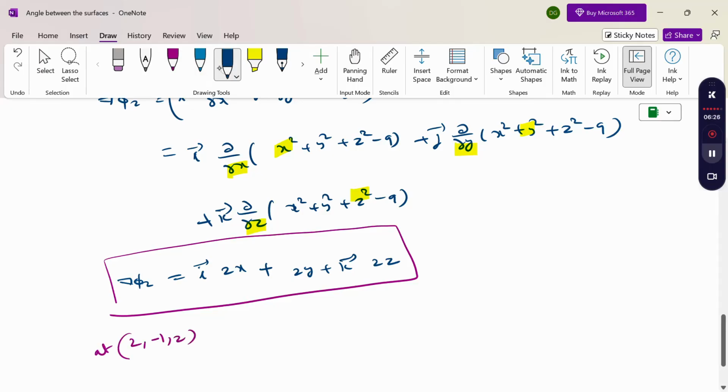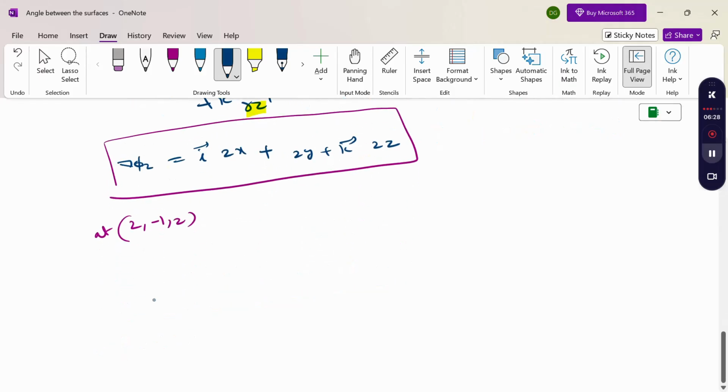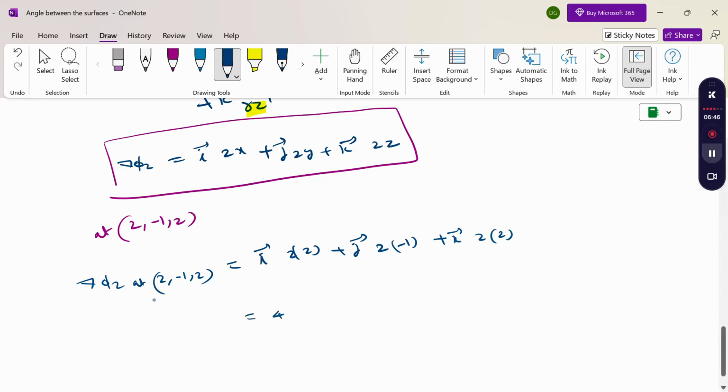Now substituting the point (2, -1, 2) in del phi 2: i vector 2 into 2, plus j vector 2 into minus 1, plus k vector 2 into 2. Therefore del phi 2 is 4i vector minus 2j vector plus 4k vector at the point (2, -1, 2).